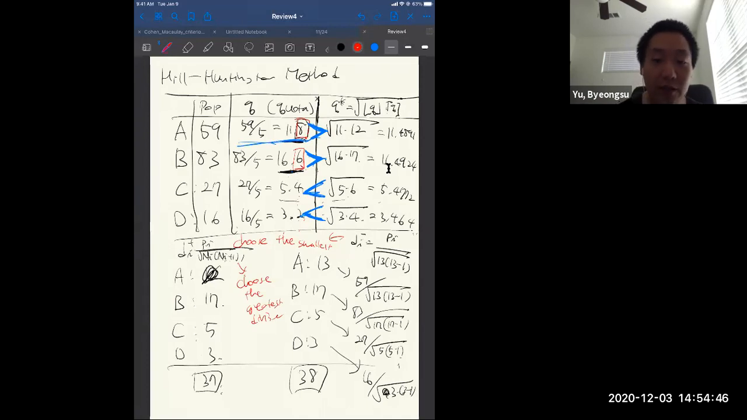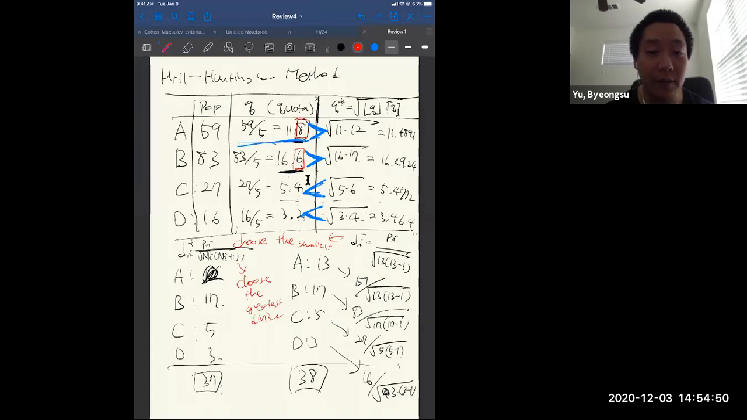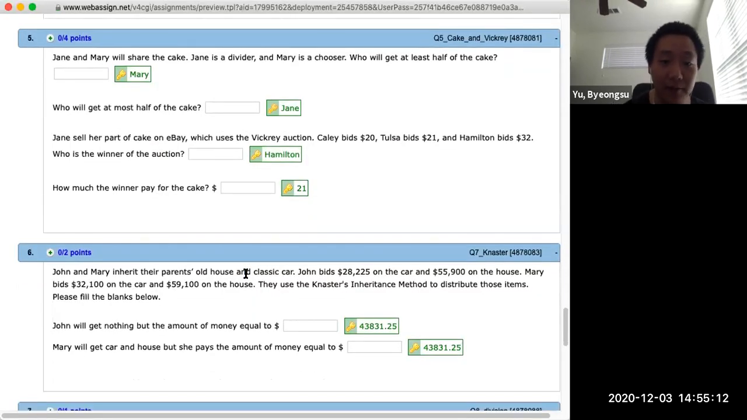Okay, do you have any question on here, Huntington or Webster method? Okay, then let's get back to the cake problem and inheritance problem.